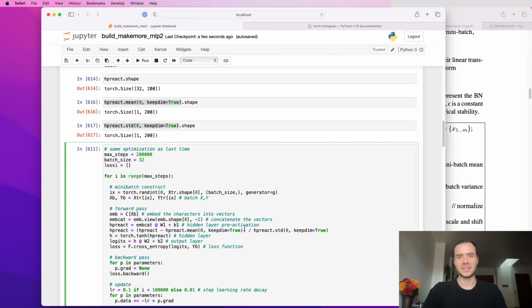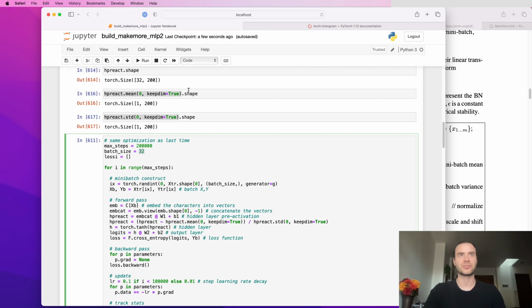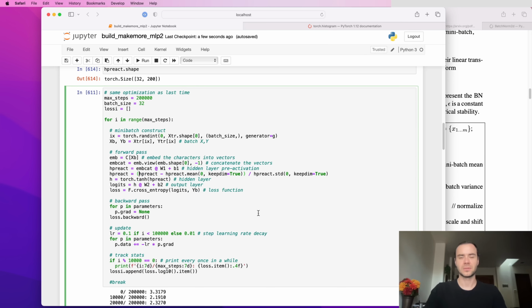So this is how you standardize these values. And what this will do is that every single neuron and its firing rate will be exactly unit Gaussian on these 32 examples, at least, of this batch. That's why it's called batch normalization. We are normalizing these batches. And then we could, in principle, train this.